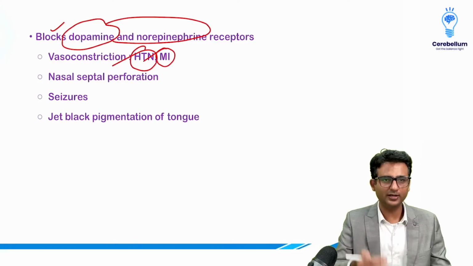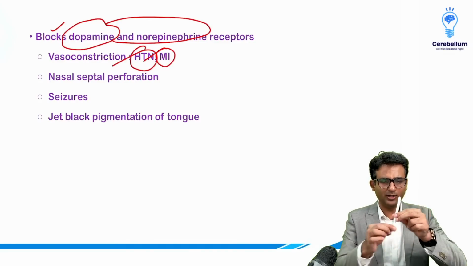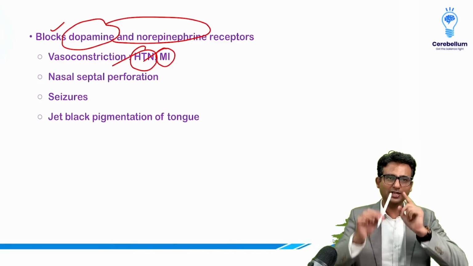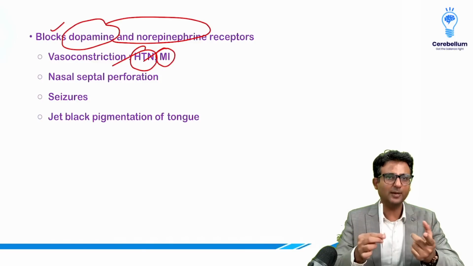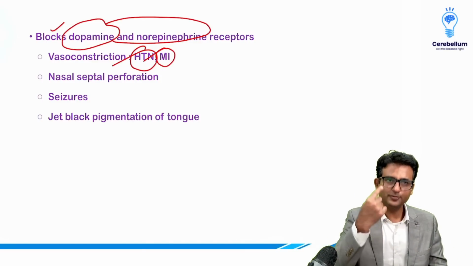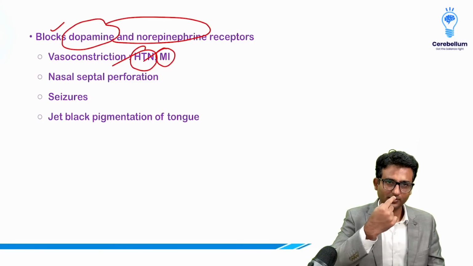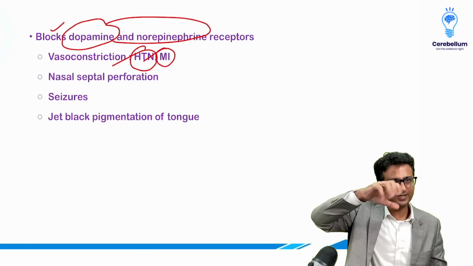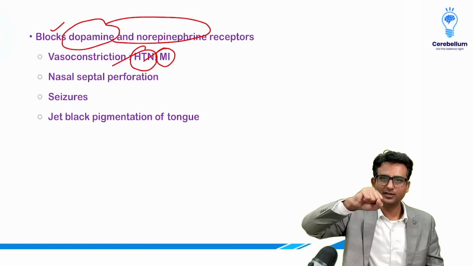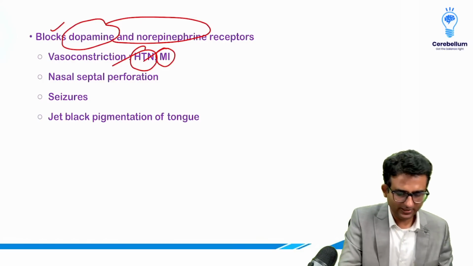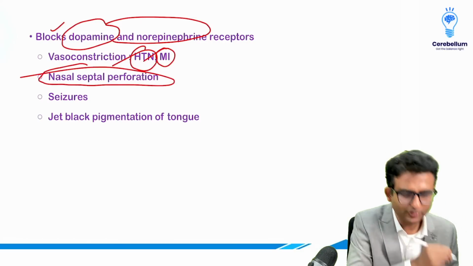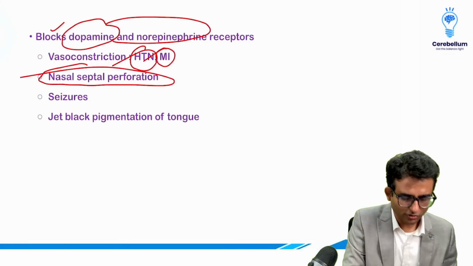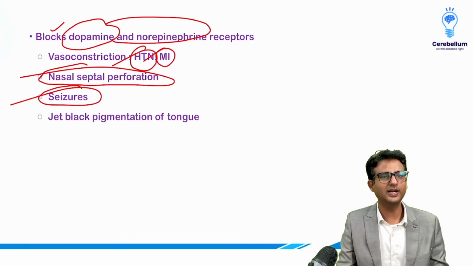How do people take cocaine? They snort it. They make a paper roll and then they snort it. When you do this, what happens? The cocaine is getting absorbed from the nasal mucosa. The vessels of the nasal mucosa are getting repeatedly constricted. It is causing ischemia. It may lead to nasal septal perforation. There may also be seizures, right?